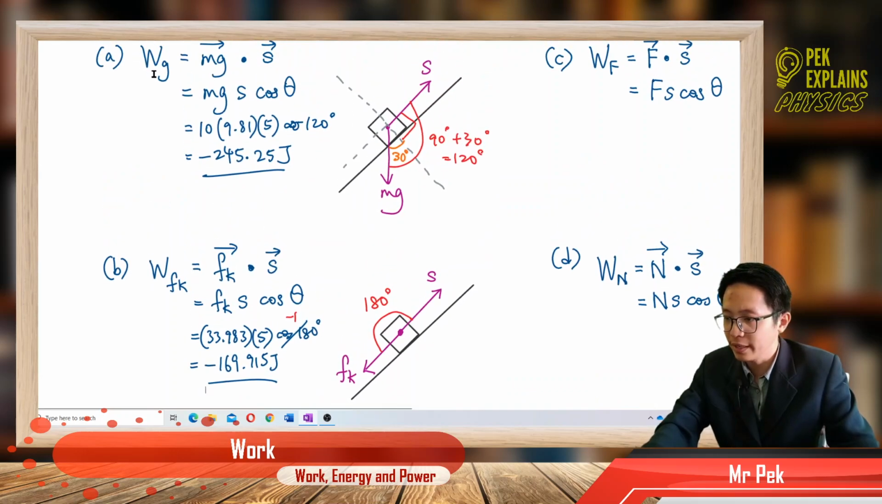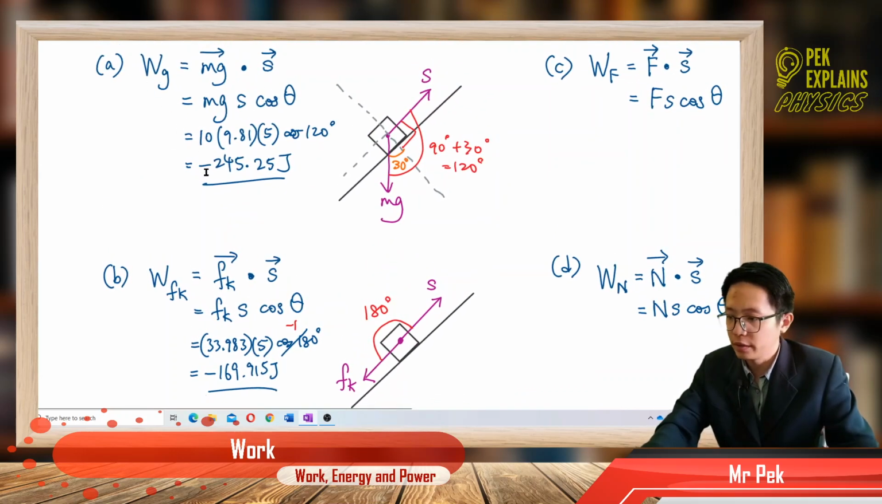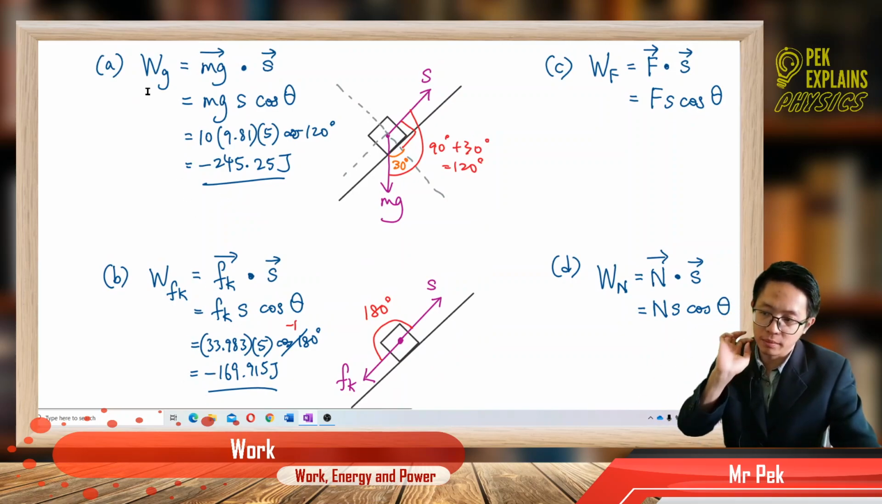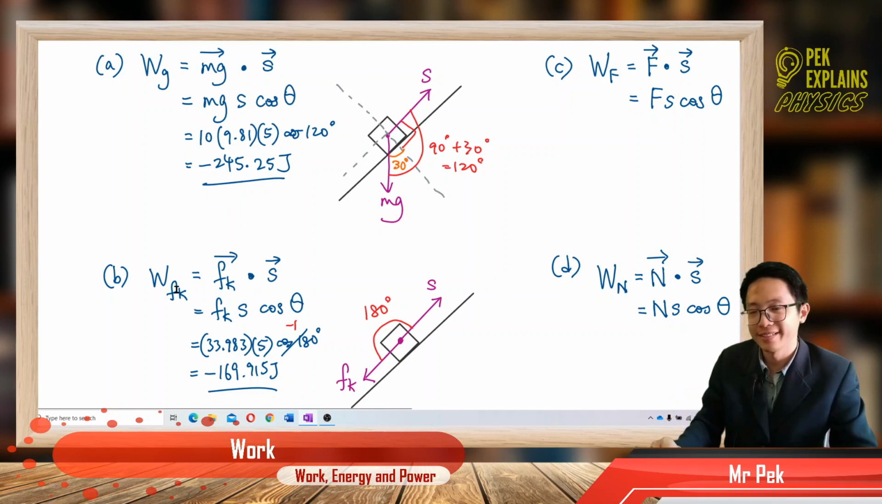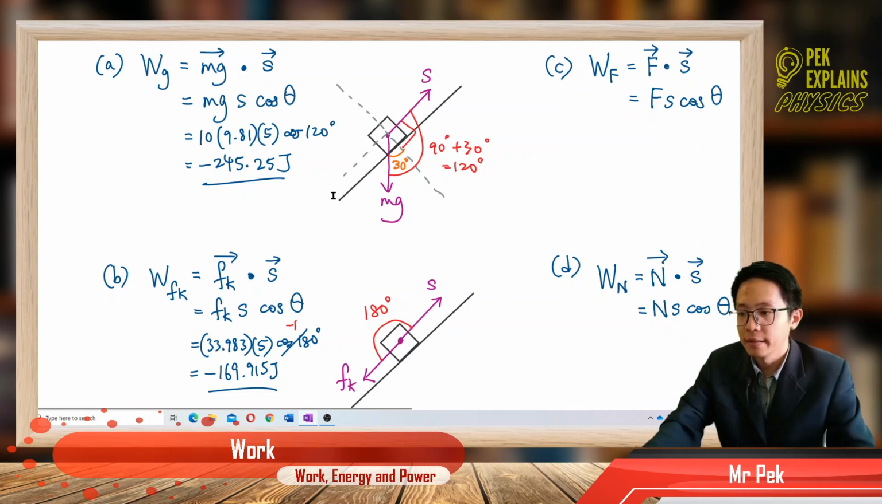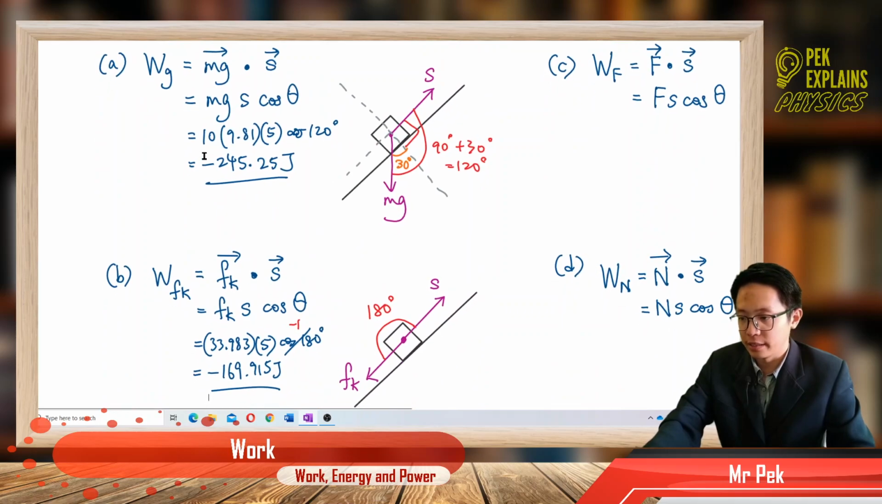Anyway, you see the work done by gravity is negative. Work done by friction also negative. This means that both of these work done will slow down the object. Negative means it will slow down the object, or decrease the kinetic energy of the object as the object moves up the plane.